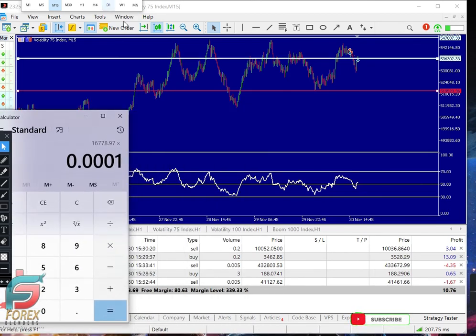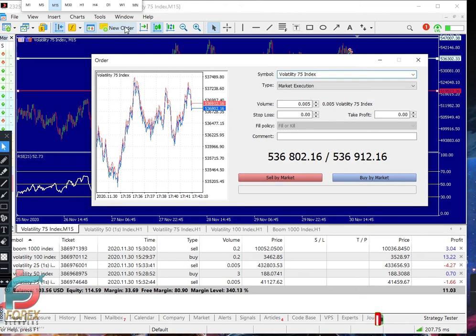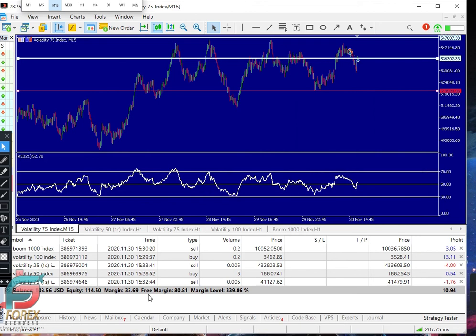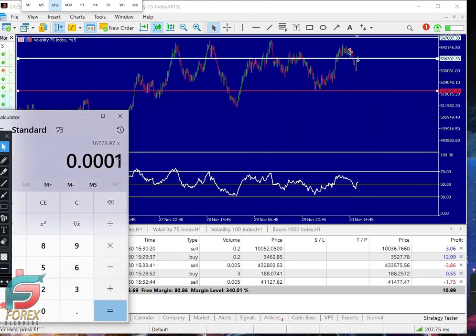Yeah, let's see. Volatility 75, so our minimal loss size is 0.01. Where's the calculator? Minimum loss is 0.01. So if the stop loss is hit, we're going to lose $16.77. That's how we calculate.